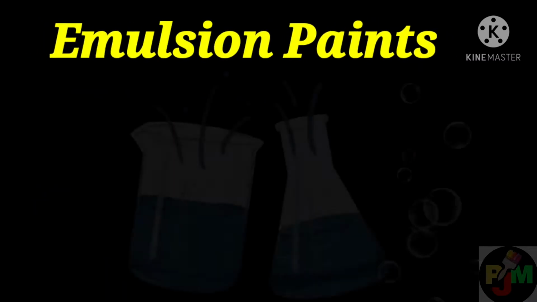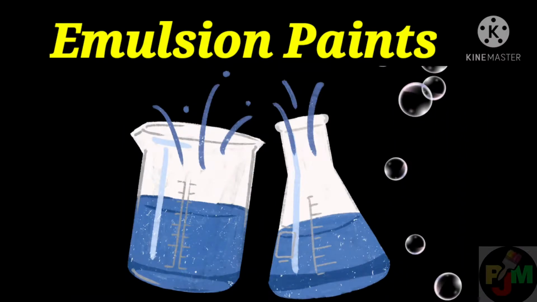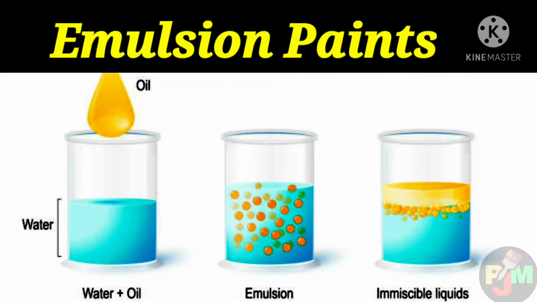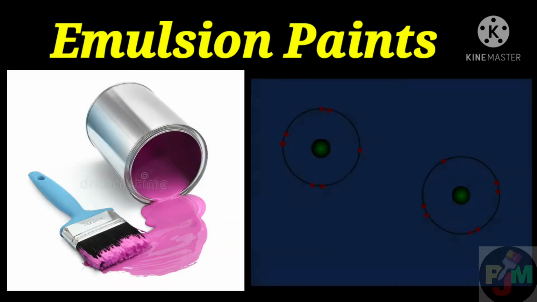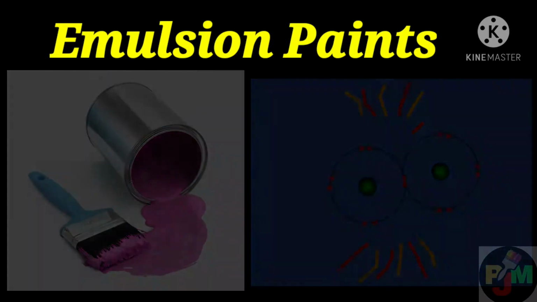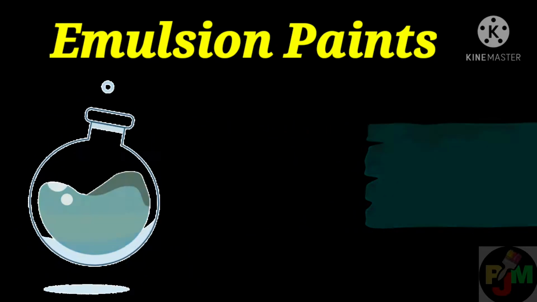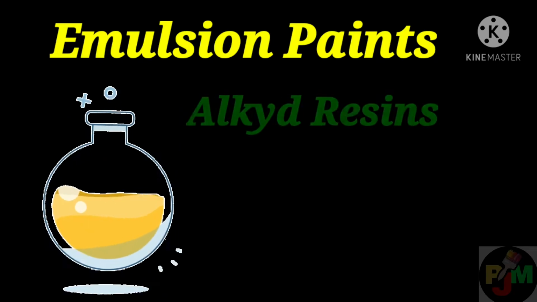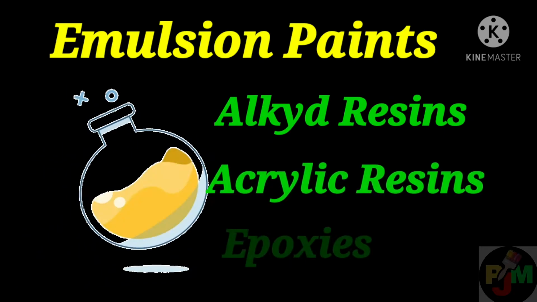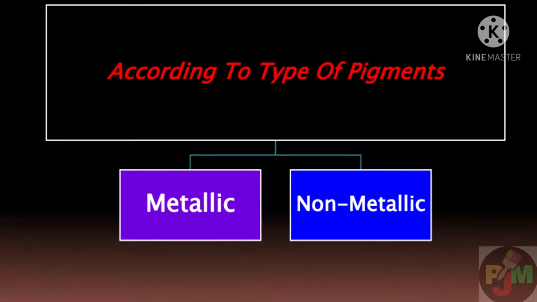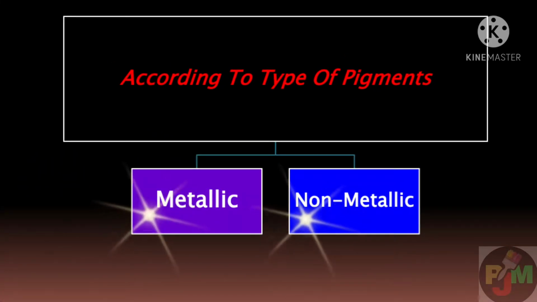Next type is emulsion paint. Emulsion paints are waterborne paints in which the binders are dispersed in the water in the form of small insoluble resin particles. As the paint dries, the particles fuse, creating a film of paint on the wall. Binders used in emulsion paints are alkyd resin, acrylic resin, epoxies, etc. Next classification is based on type of pigments.